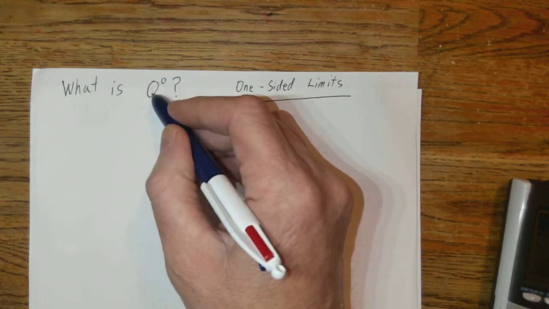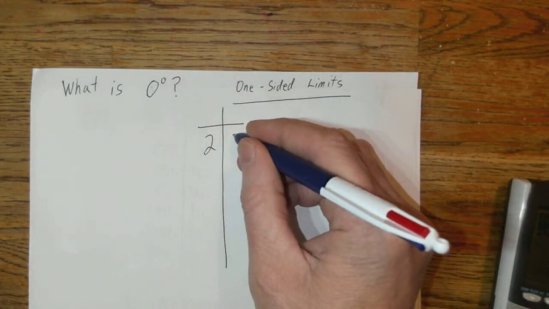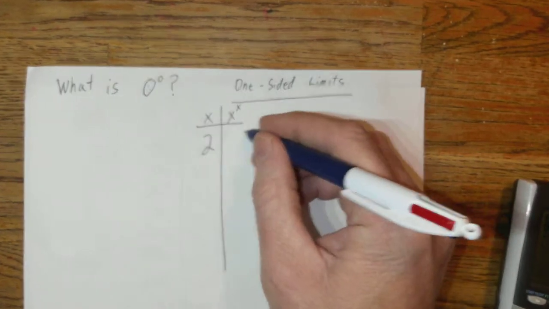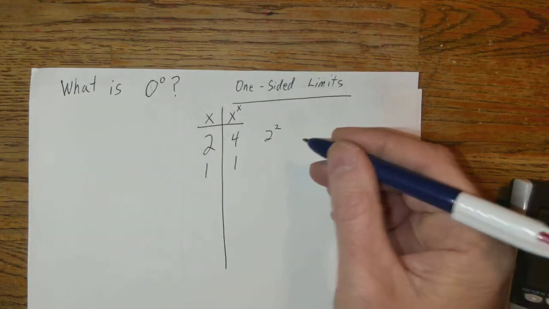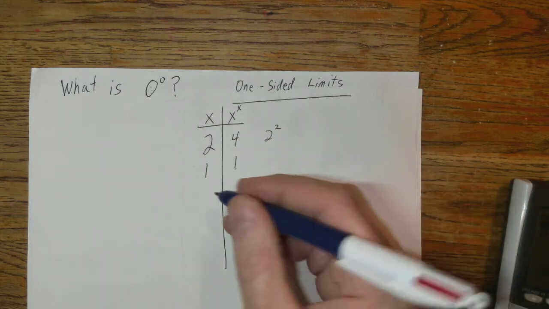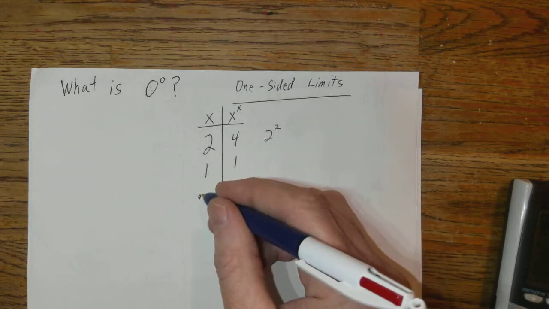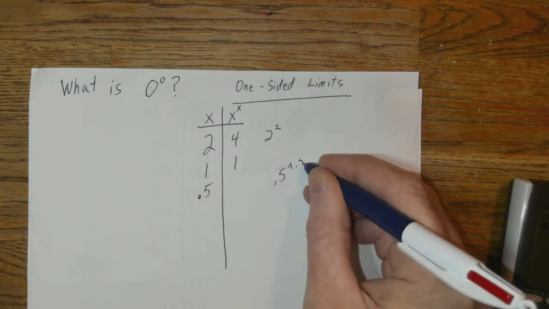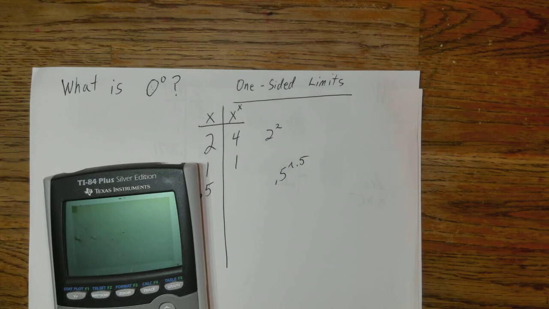Notice the base and the exponent here are the same. So let's just say this is x, and this is x to the power of x, the same base. 2 to the second power is 4. 1 to the first power is 1. Let's do maybe 0.5. What's 0.5 to the power of 0.5?